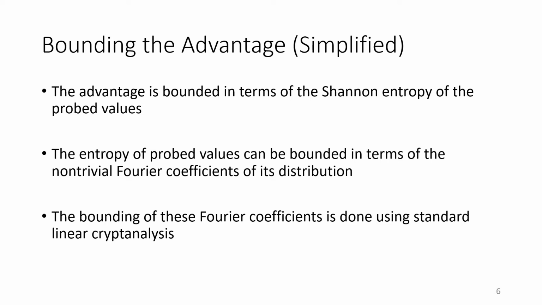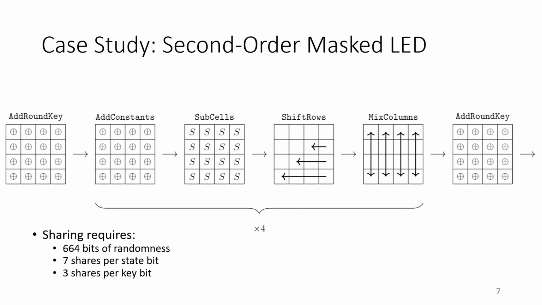And then the question might be, well, how do we bound these Fourier coefficients? Well, in fact, we know how, because the way you do this is using standard linear cryptanalysis. There are some small changes, namely that we need to do linear cryptanalysis over our quotient space for fixed secrets. But once we have adapted that definition of what is a correlation matrix, we are again in the space of standard linear cryptanalysis.